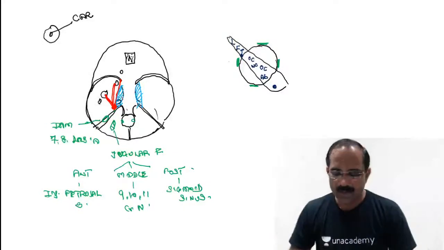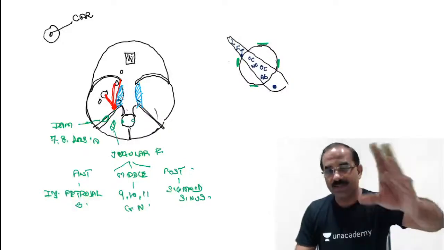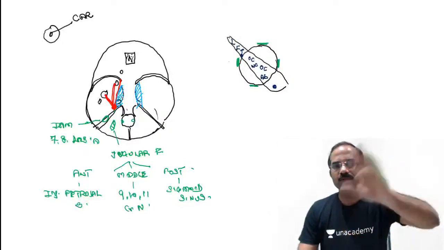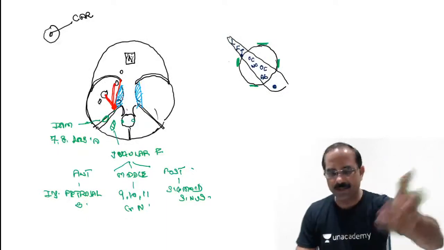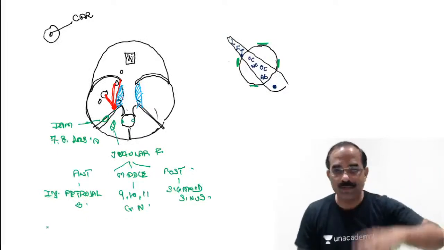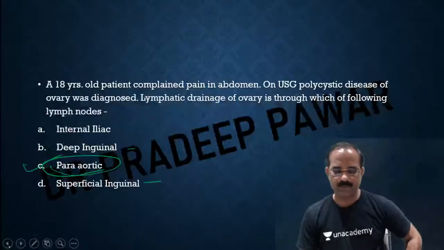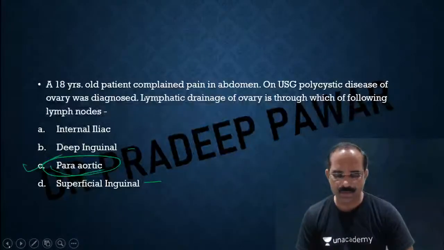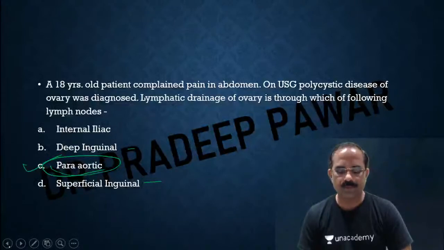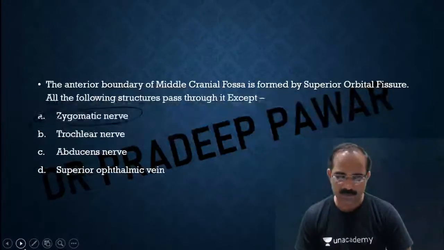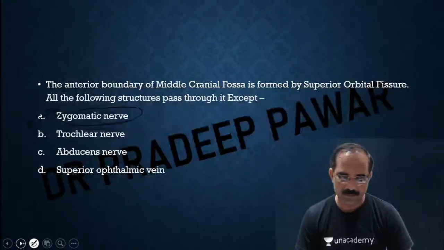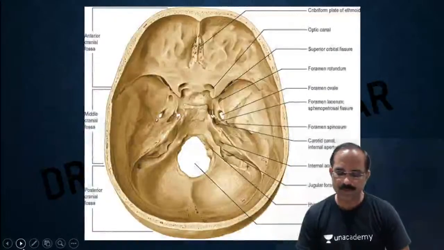Perfect. So look, we have quickly discussed the cranial cavity, the various foramens, and the superior orbital fissure. I hope this is clear to all of you. Fine, students.